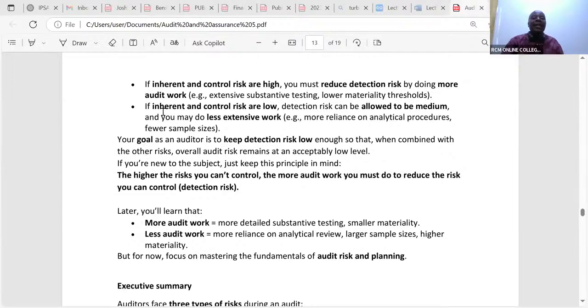If inherent and control risks are low, detection risk can be allowed to be medium, and you may do less extensive work, for example more reliance on analytical procedures and fewer sample sizes. Now, ladies and gentlemen, one thing I would want to tell you is this. When you reduce your detection risk as an auditor, it means doing a lot of work to be able to detect issues. An auditor will do a lot of work. When I do a lot of work, it means more resources.